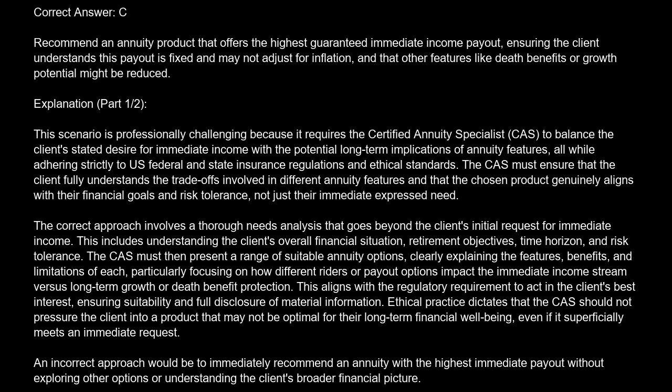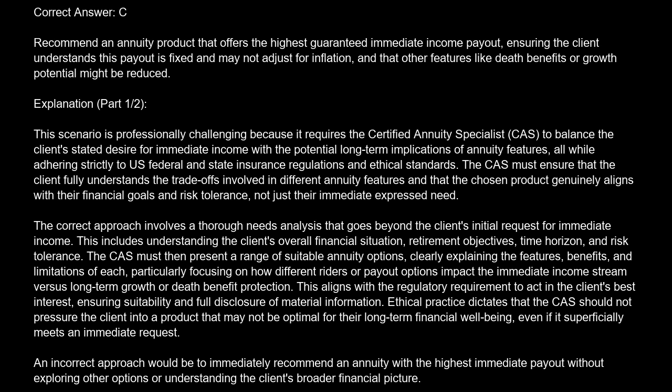The CAS must then present a range of suitable annuity options, clearly explaining the features, benefits, and limitations of each, particularly focusing on how different riders or payout options impact the immediate income stream versus long-term growth or death benefit protection. This aligns with the regulatory requirement to act in the client's best interest, ensuring suitability and full disclosure of material information. Ethical practice dictates that the CAS should not pressure the client into a product that may not be optimal for their long-term financial well-being, even if it superficially meets an immediate request.